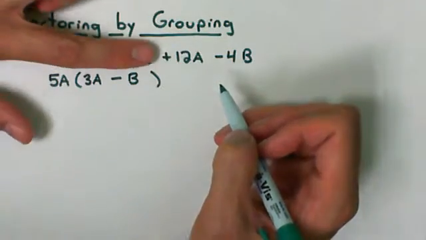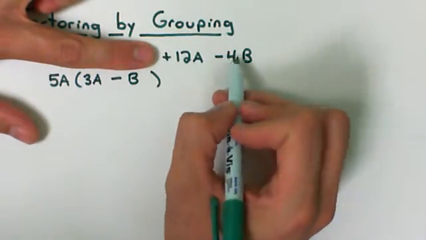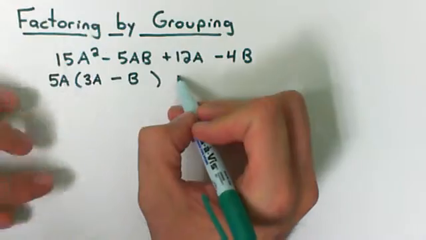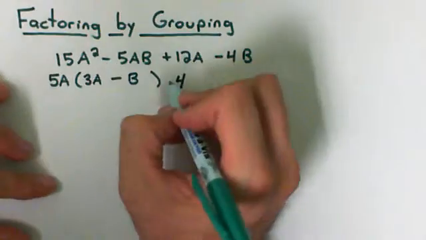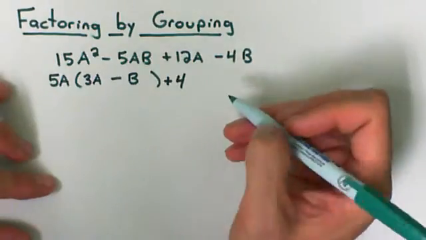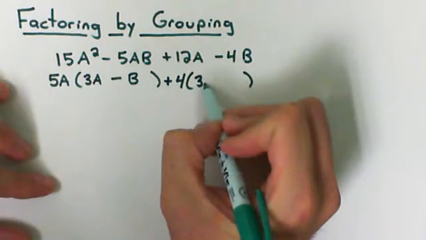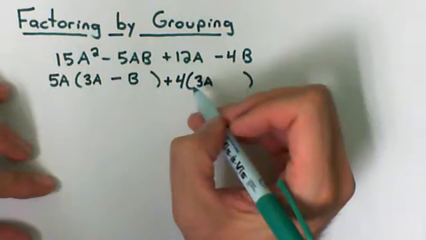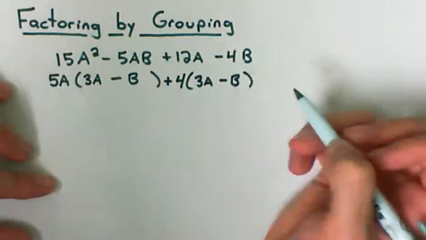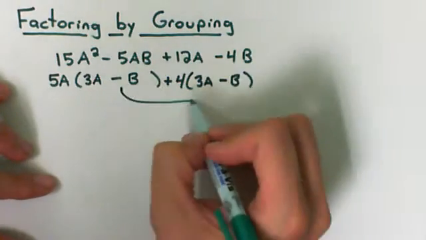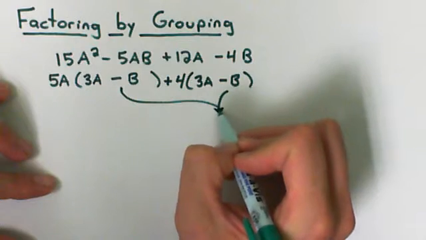In the back here, what divides into both 12a and negative 4b? It would be a 4. It's positive, so I'm going to use that plus sign to separate this. Parentheses. 12a divided by 4 is 3a, and negative 4b divided by 4 is negative b. My goal is to get these two parentheses to be the same.